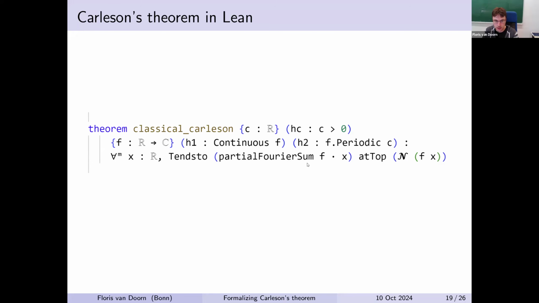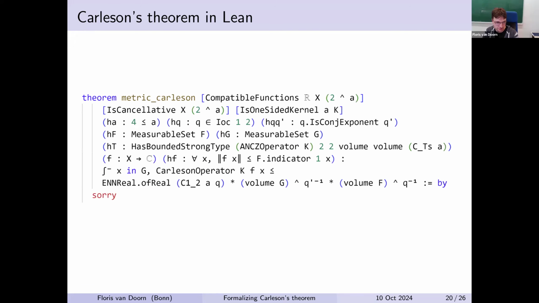the limit of these partial Fourier sums tends to, meaning the limit as n of the partial Fourier sum tends to infinity, that is this at top, then this function tends to f of x. So this is maybe a bit hard to read if you haven't seen any Lean before, but hopefully it sort of makes sense that all the components are here.